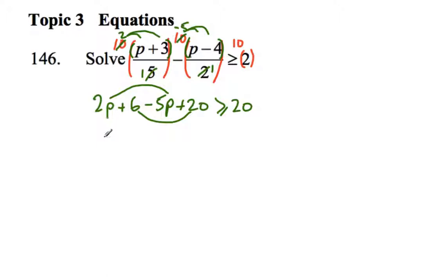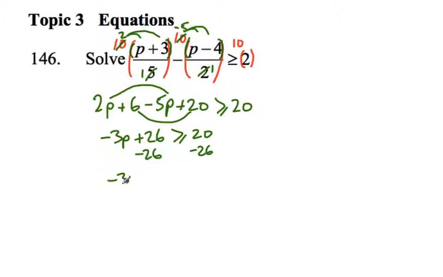2p minus 5p is minus 3p. Plus 6 plus another 20 is plus 26. And we've got a 2-step inequation here. We have to be a little careful. There's a little bit of a trick coming up here. Let's get the letter on its own by moving the plus 26, and to move a plus 26 we do the opposite to both sides, minus 26.